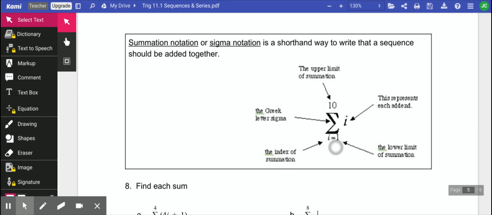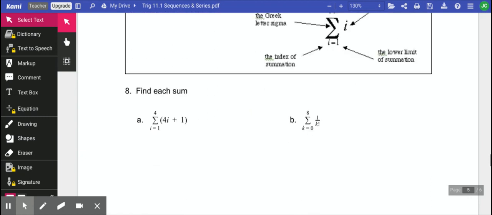This is the first number you plug in, and you keep plugging in numbers until you get to 10. And then sigma means you add them all up. Okay, so you remember how to do this. Let me just show you.